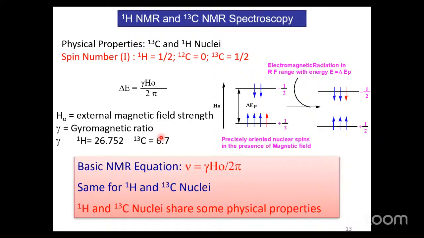To get the exact frequency, you can use this equation: mu is equal to gamma times H0 divided by 2 pi. Now, 2 pi is a constant and the magnetic field H0 is constant, so the frequency depends on the gyromagnetic ratio.